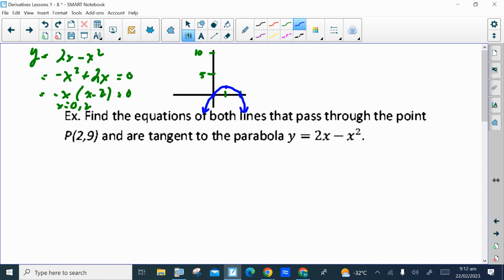And what we're asked to do is find the equations of the two tangent lines from the point (2, 9) to this curve. So the point (2, 9) would be up here somewhere, and there would be two tangent lines. One would come something like that. The other one would come something like that. That's what we're trying to find here.